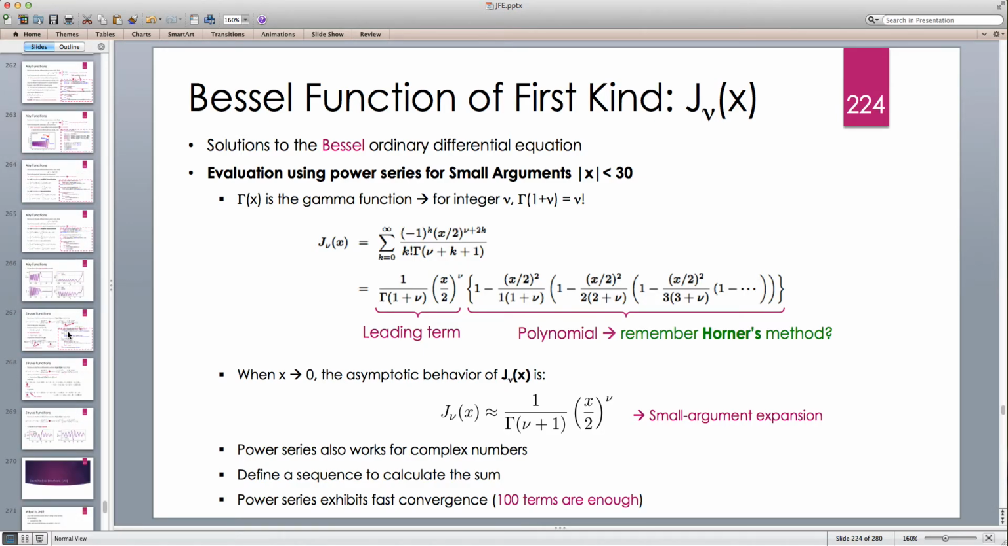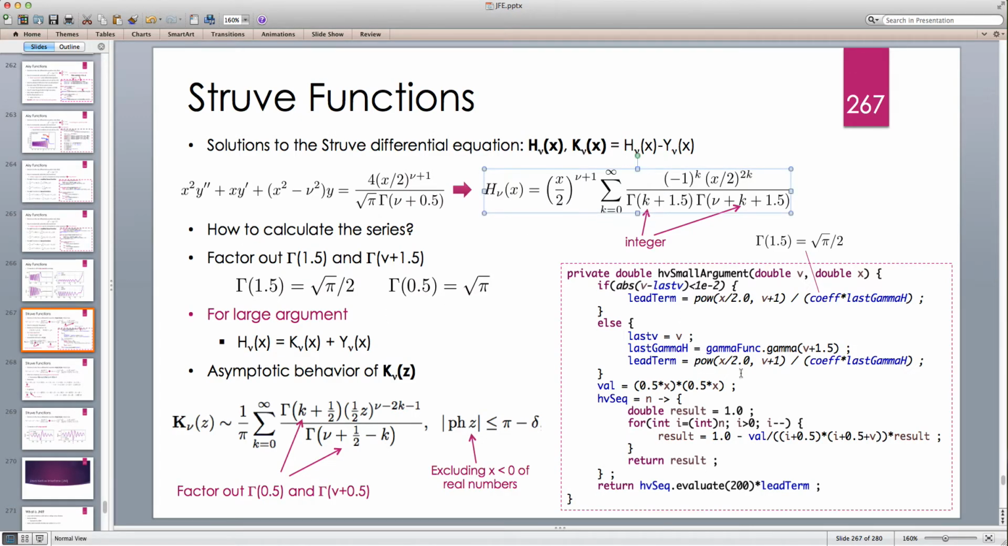So this is how we can construct this series in a very efficient way. Starting from n greater than 0, we calculate the summation, with the result originally 1, and then multiply it by the lead term, and we get the value for H nu. All right.